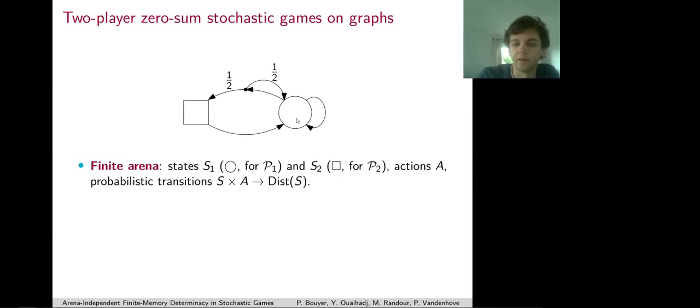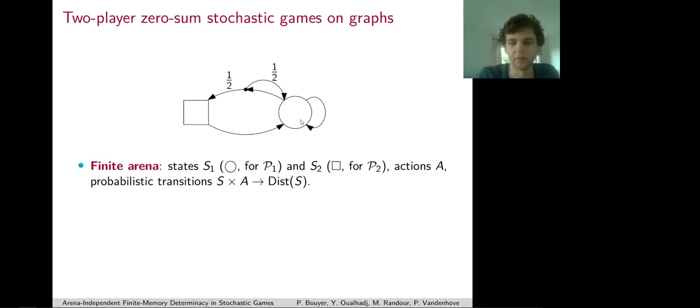In every state, the players have some available actions, that is, transitions that they may take from that state. And as we are in stochastic games, these transitions may happen probabilistically. So for instance, in this state, if player 1 chooses the leftward transition, then with probability 1/2 we stay in the same state, and with probability 1/2 we go to the other state. And the game happens for an infinite duration.